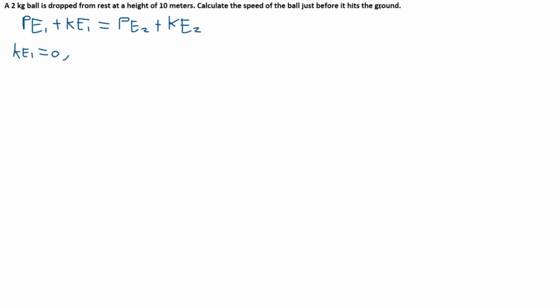And just before the ball hits the ground, it'll have no potential energy remaining because it'll be at a height of just about zero. So that means that the final potential energy is equal to zero. So we can rewrite this equation. Now that we know this, our initial potential energy must be equal to the final kinetic energy.